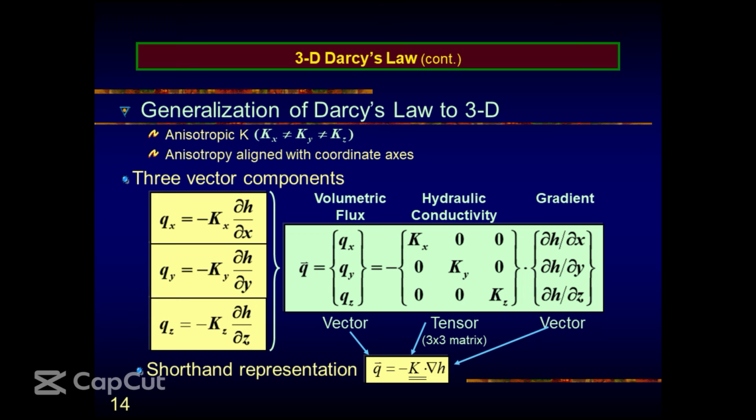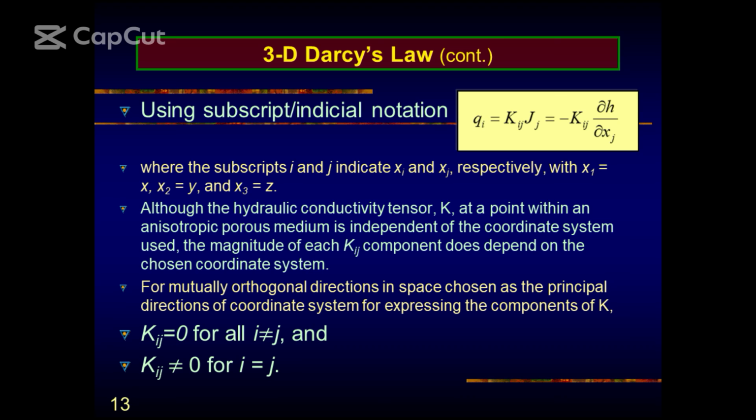Because you have the same thing repeated on the other side, it has 9 components. Hence, it's represented using a matrix. Kij in subscript or indicial form will now be equal to kxx, kxy, kxz, right? kyx, kyy, kyz, kzx, kzy. This is the matrix form. Okay?